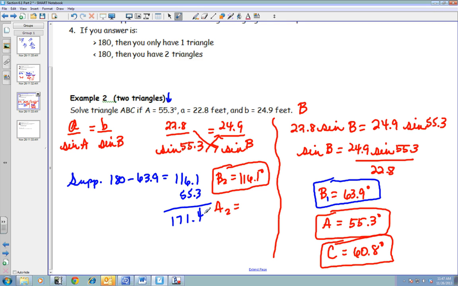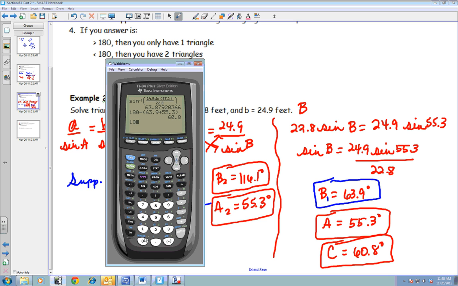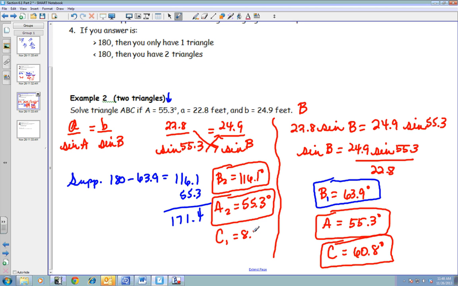Let's go over here and find the angles for my other triangle. Angle A will stay the same for both triangles, but we're going to have a different angle C. So 180 minus 116.1 plus 55.3. Angle C in this triangle is 8.6. So I found all the angles. Now I need to find side C for each.